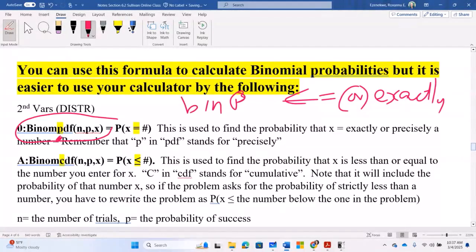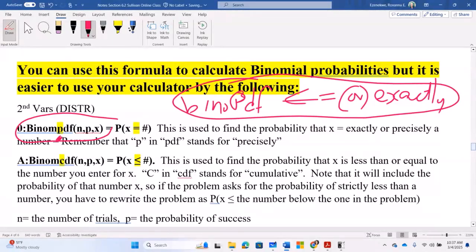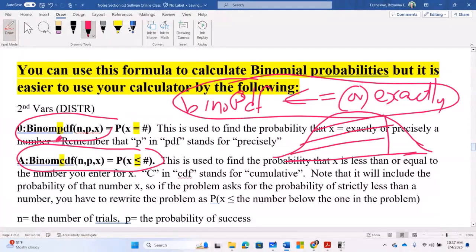Binomial PDF. Equal sign. If any question says equal sign, it is binomial PDF. Okay, there's one called binomial CDF. You are accumulating. It means the probability is less than or equal to, you're accumulating to the left. I'm going to draw a diagram. Anytime you are using binomial CDF, it means you are accumulating to the left.